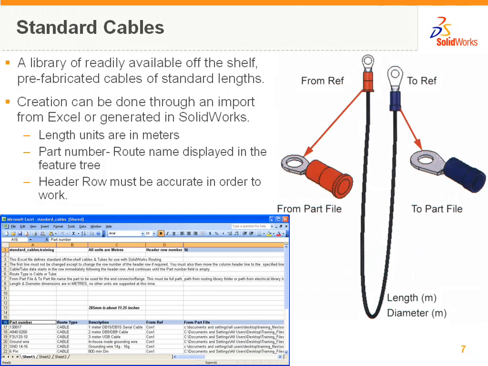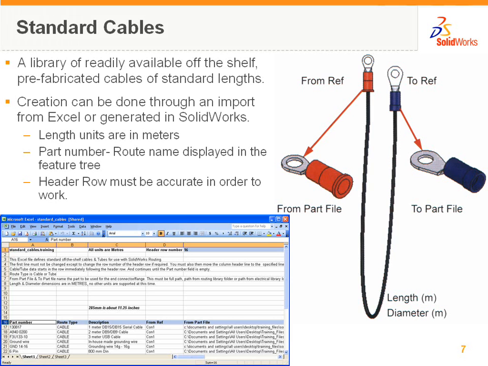And that next item is standard cables. Standard cables is basically a representation of a library of prefabricated cables. These can be ones that are available off the shelf or ones that you make in-house, usually of standard lengths. The creation of these standard cables can be done through SOLIDWORKS or generated from an Excel import table. The length units must be specified in meters. Currently, that's the only unit supported for this.